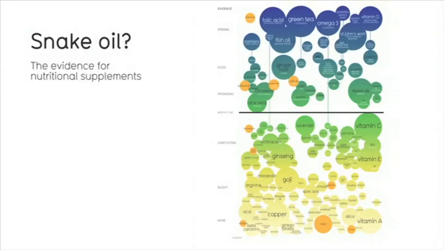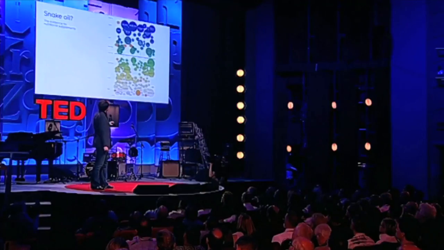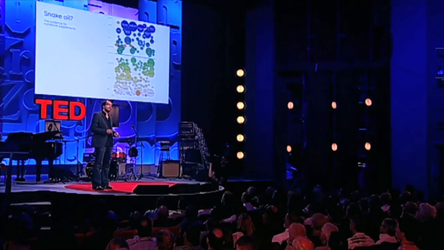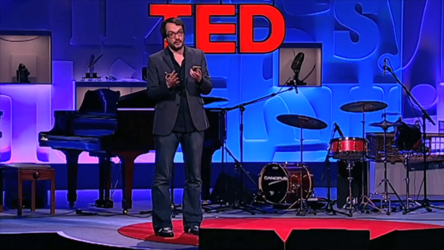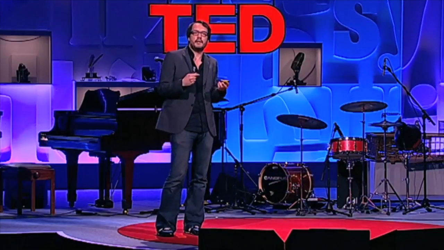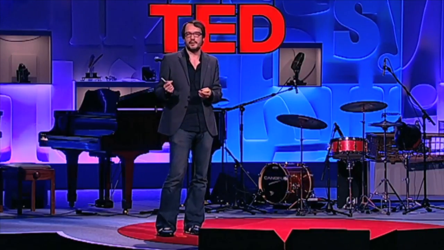So this is a visualization of all the evidence for nutritional supplements. This kind of diagram is called a balloon race. So the higher up the image, the more evidence there is for each supplement. And the bubbles correspond to popularity as regards Google hits. So you can immediately apprehend the relationship between efficacy and popularity.